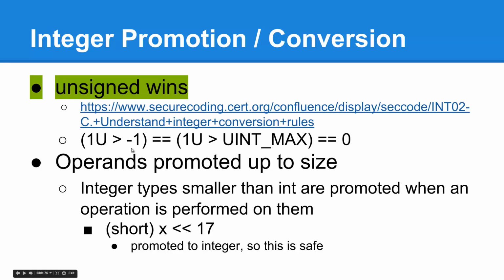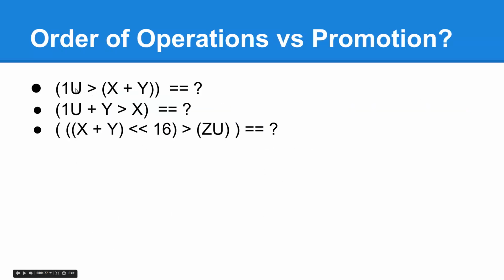The result is that the unsigned version always wins. It will get promoted. Everything in that order of operations will get promoted to unsigned. However, there are some interesting cases to consider with regards to order of operations versus how the promotion works. Here, if x and y are signed, they will be added together as signed values before this comparison happens and the promotion then of this result to an unsigned.